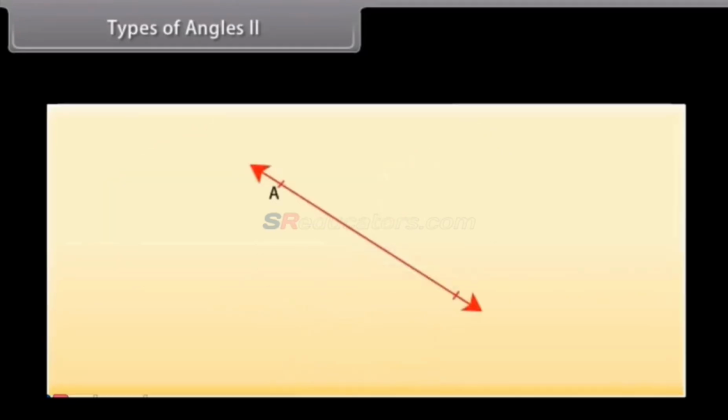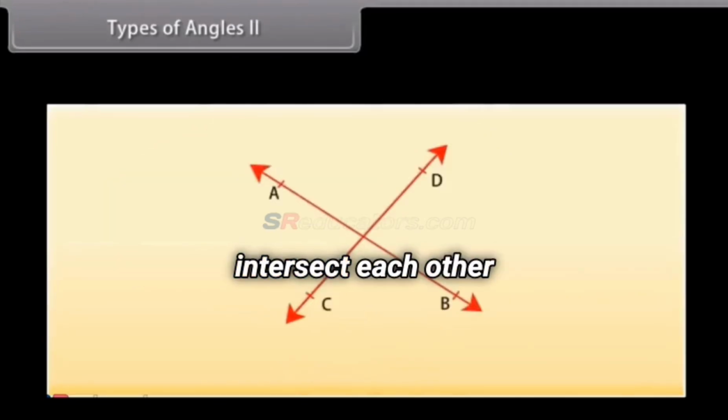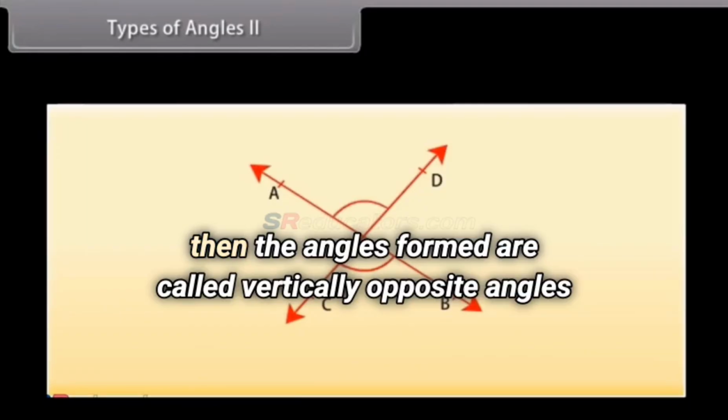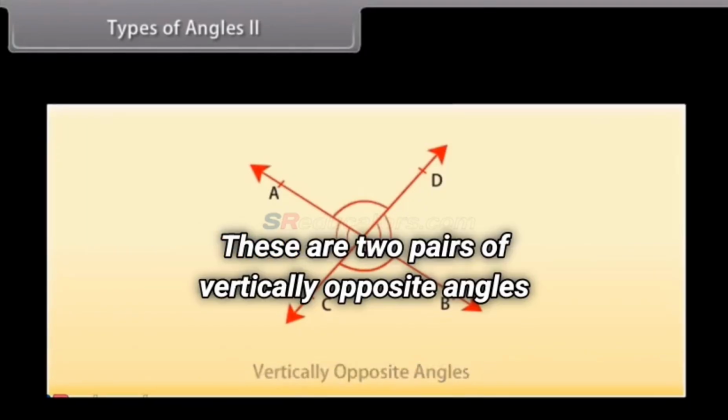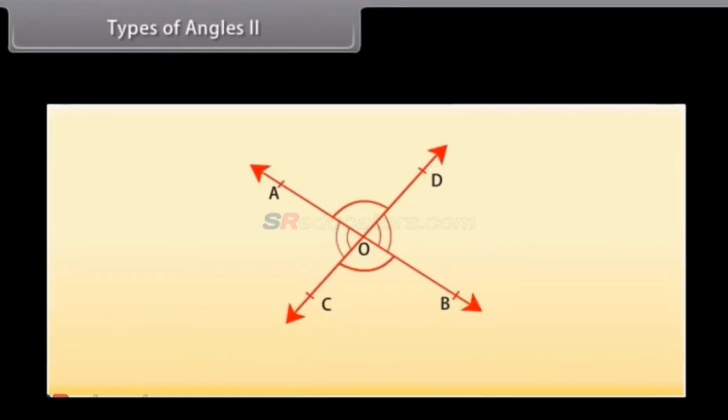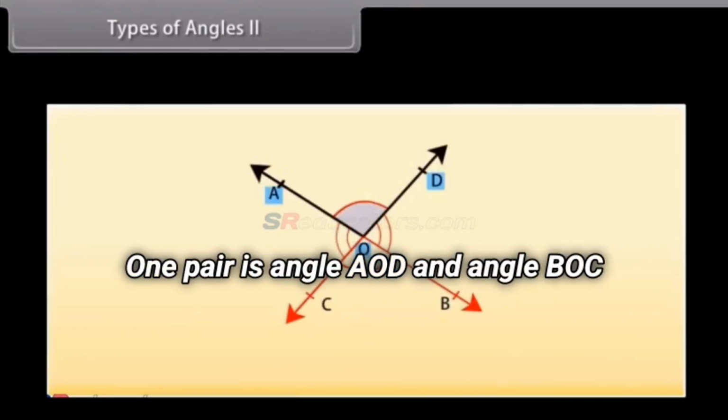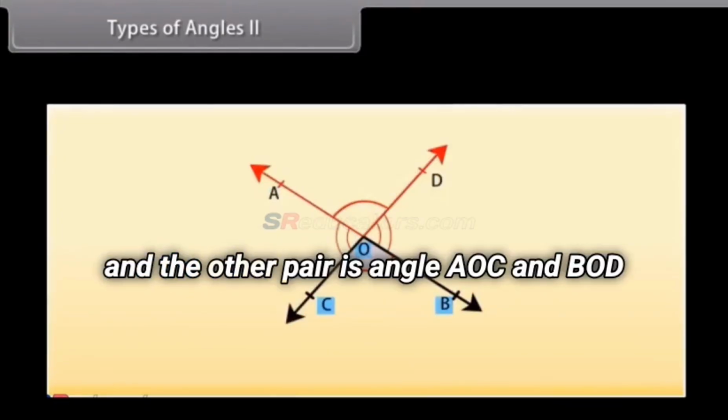When two lines, say AB and CD, intersect each other, say at a point O, then the angles formed are called vertically opposite angles. These are two pairs of vertically opposite angles. One pair is angle AOD and angle BOC, and the other pair is angle AOC and BOD.